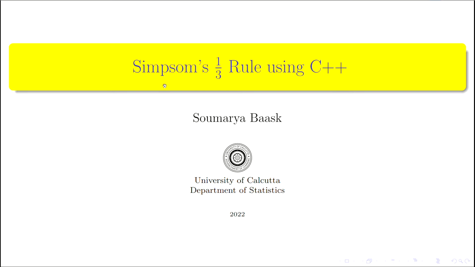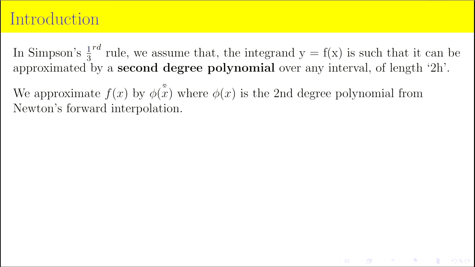So here we will discuss how we can solve a numerical integration using Simpson's one-third rule. So let's see what Simpson's one-third rule is. In Simpson's one-third rule, we assume that the integrand y = f(x) is such that it can be approximated by a second degree polynomial over any interval of length 2h.